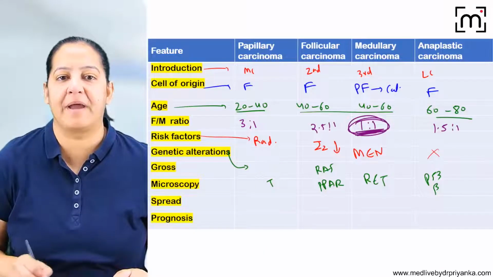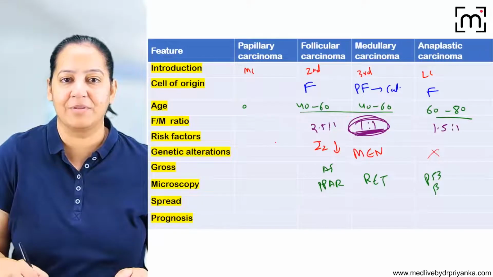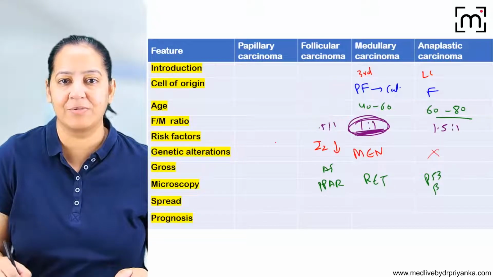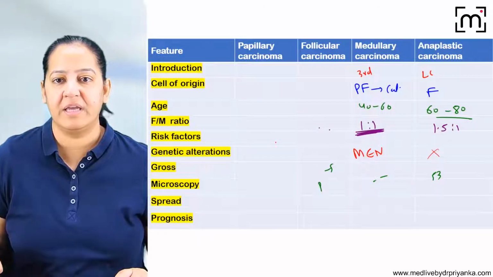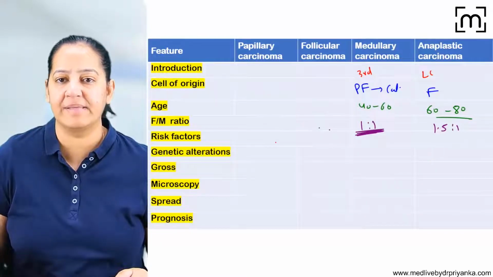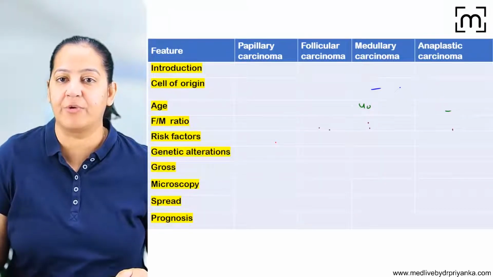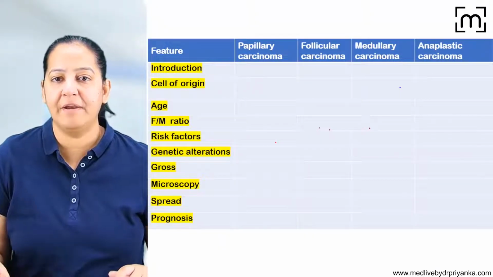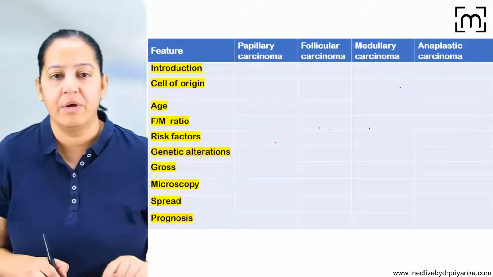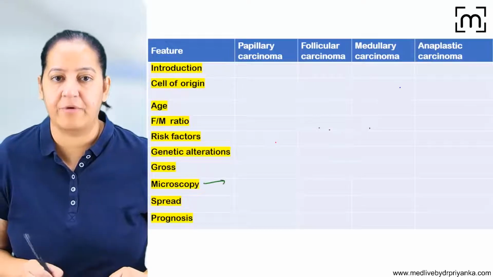Now coming to the gross and microscopy of each of them, the most important thing. Gross is frankly not very important. You can skip most of them, but microscopy is something you don't have to write, but you have to draw it. So let me draw the microscopy of the 4 for you. Let's come to the microscopy directly.